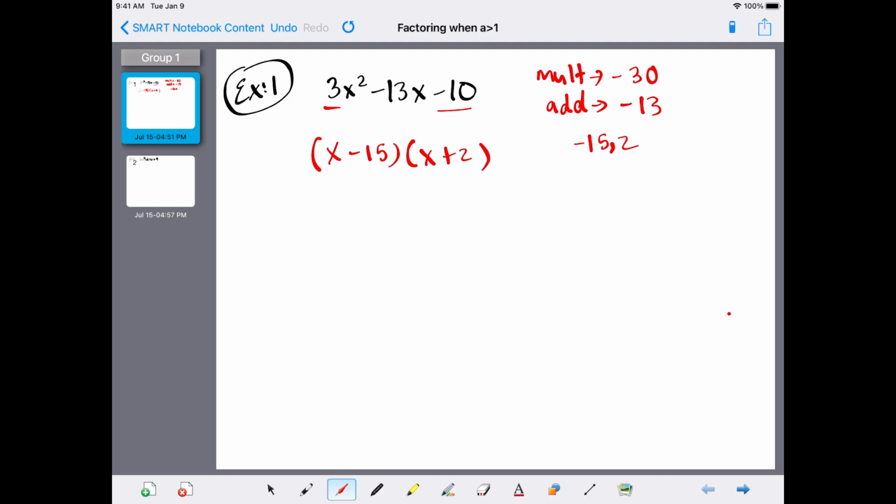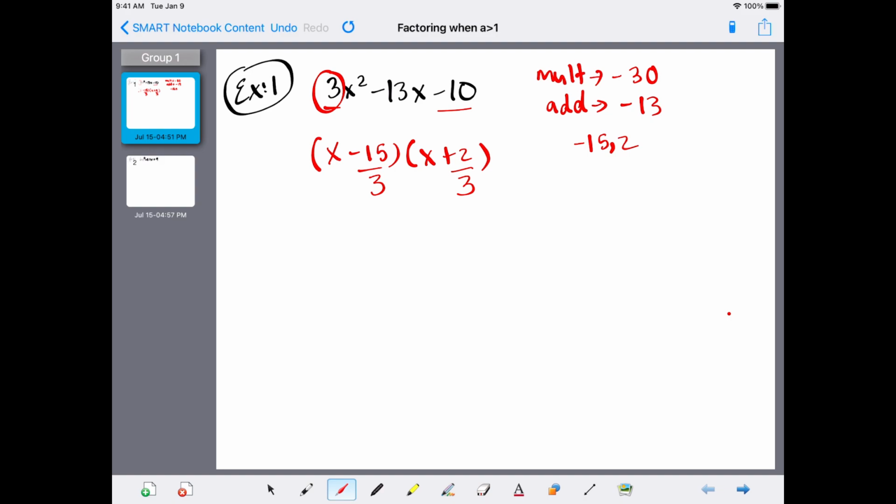So then what we do is we just place them in brackets as if it was a simple trinomial. And if it were a simple trinomial, then we would be done. But because it's not, there's one extra step that needs to be done. So what you do here is you take what's in front of the x squared term, which in this case is a 3, and you divide each of these terms by that 3, just like that.